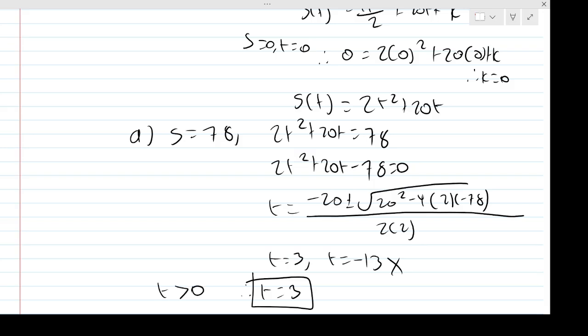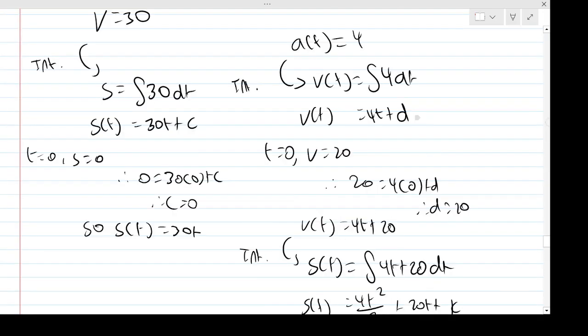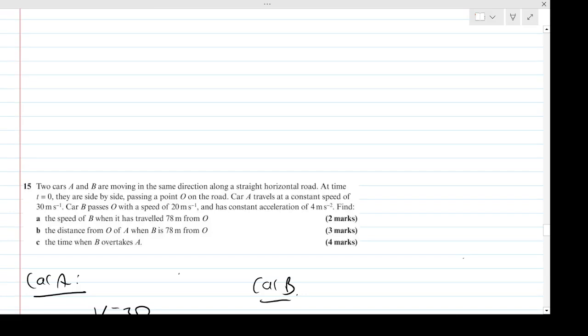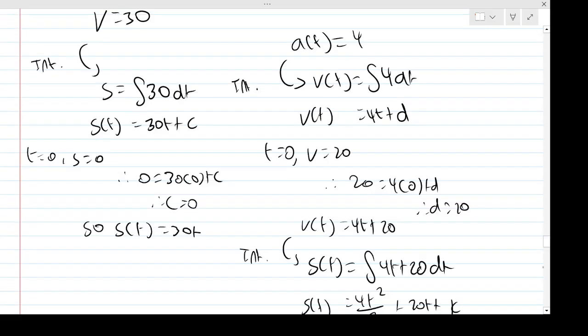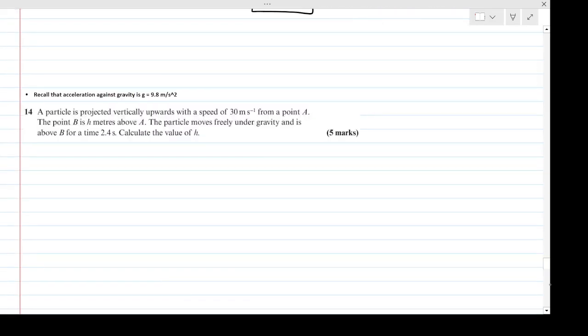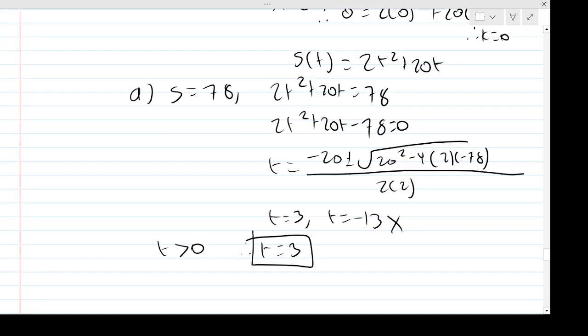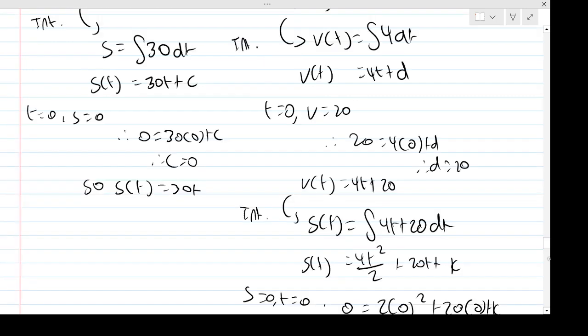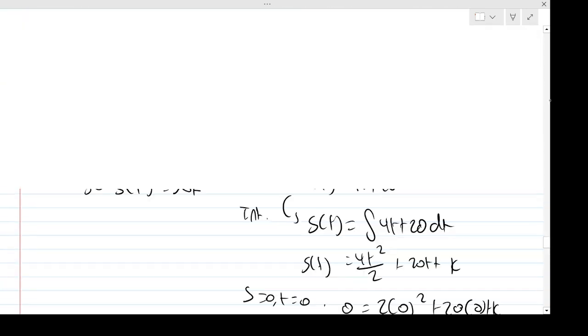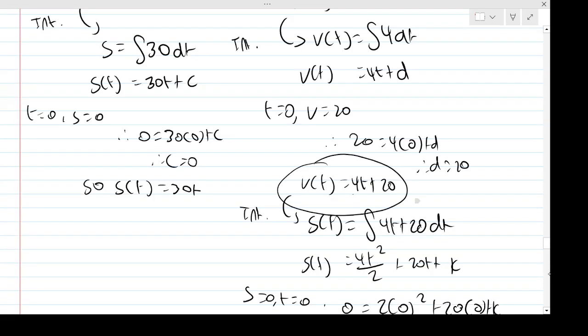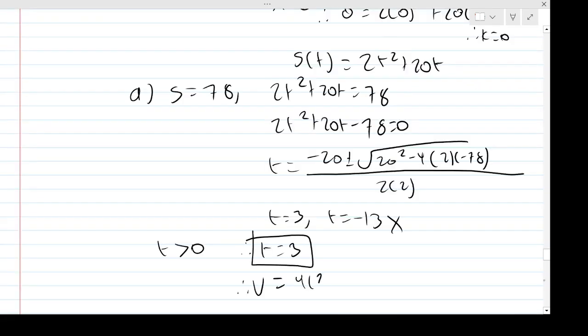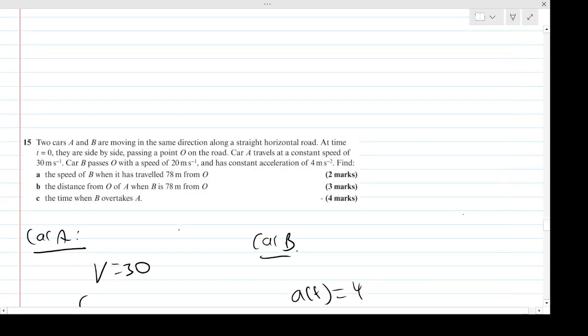And there we are. Now that's the time, but it wants me to find the speed when it's at that distance. So now I know the time, I can substitute that into the velocity function. So v of t when t is 3. So therefore v is going to equal, well, for B, where was it? The velocity is here, 4t plus 20. So it's going to be 4 lots of 3 plus 20. So that's going to be 32.